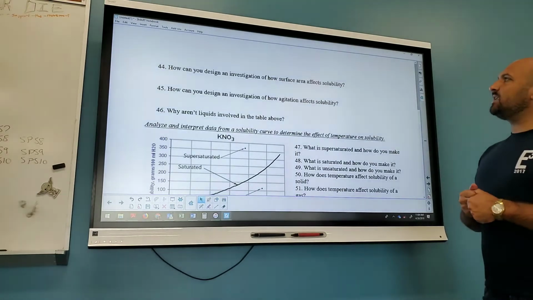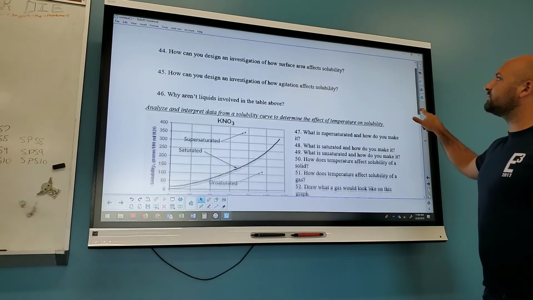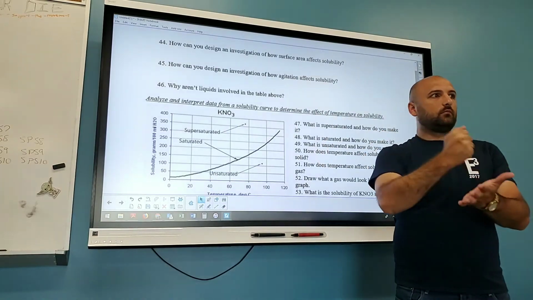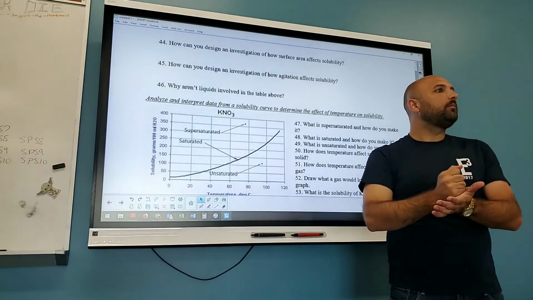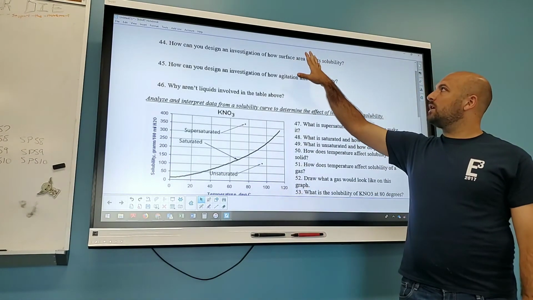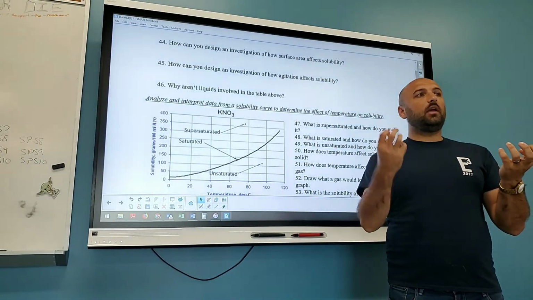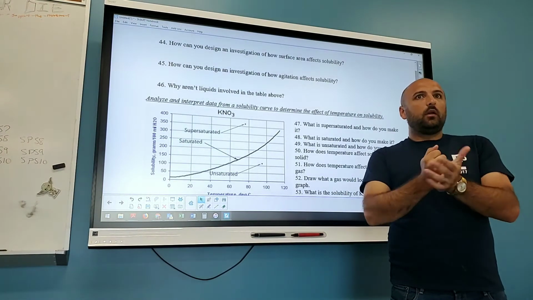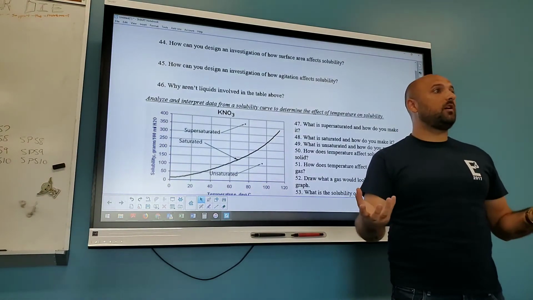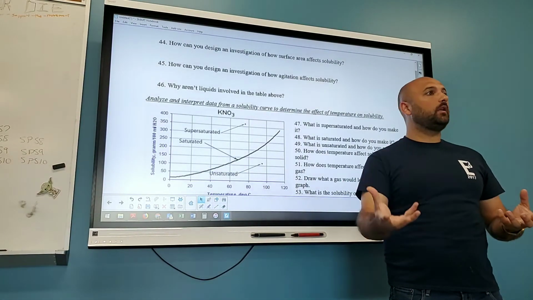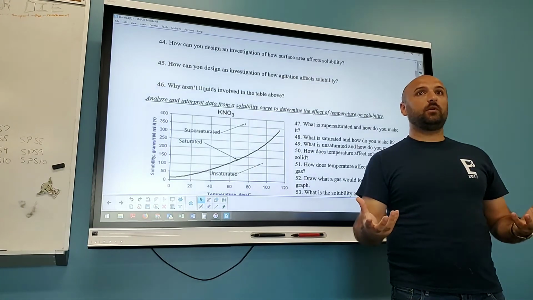All right, so design an investigation of how surface area affects solubility. All I need to do is take something and do what? Crush it up, okay? So if I'm designing an investigation, I have one thing where I keep like a cube, like a sugar cube, right? And the other one, I take the sugar cube and crush it up and compare to see which one will dissolve faster. Does that kind of make sense? So sugar cube experiment versus granular sugar. We did that in class too, didn't we?